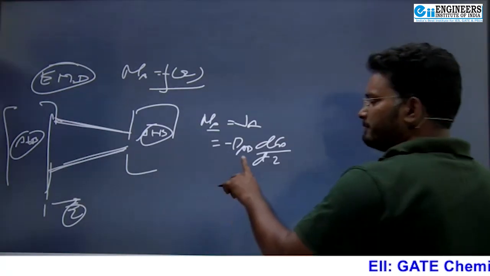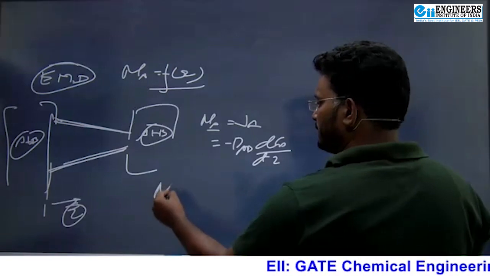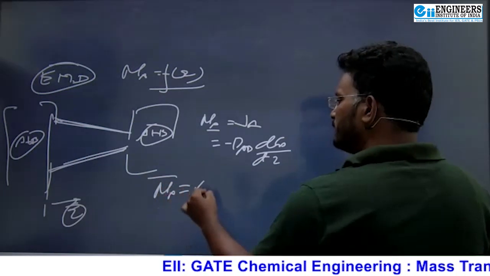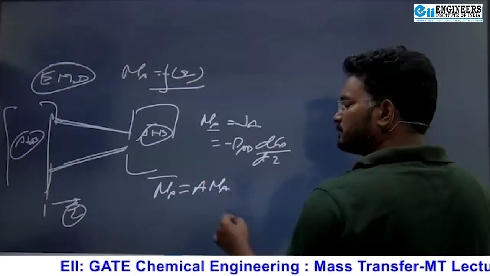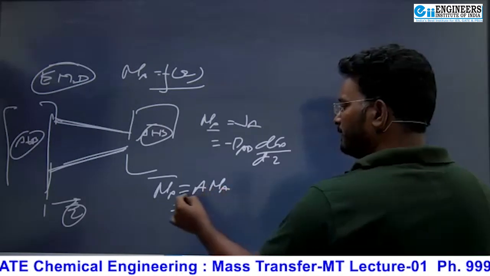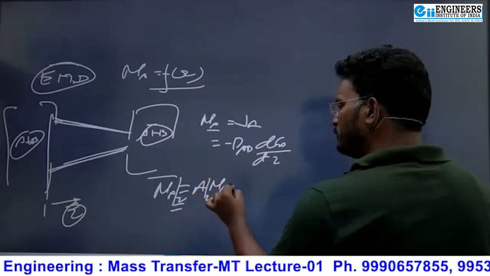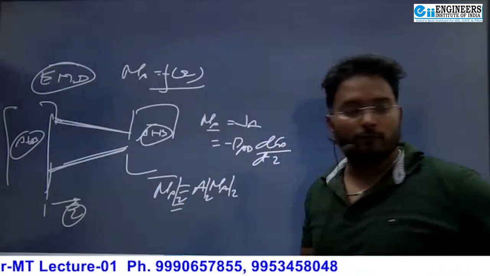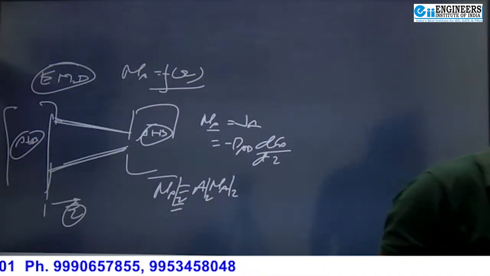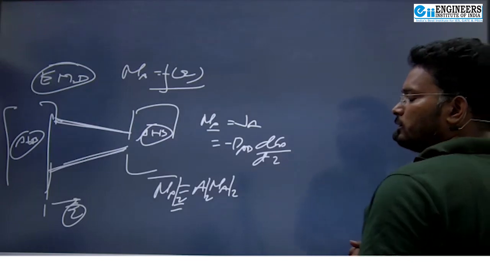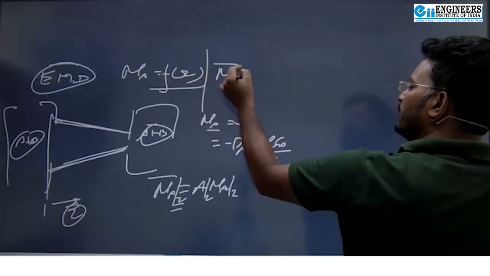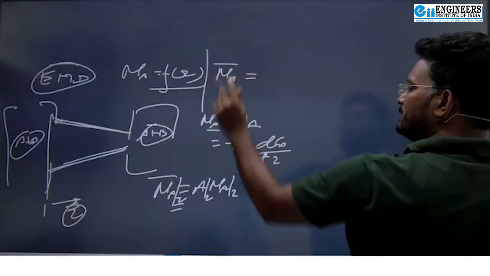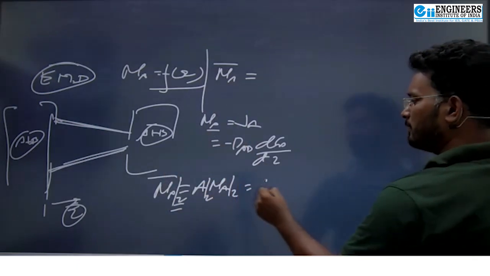So in this case, we should go for the rate of mass transfer. The rate of mass transfer, NA bar, is equal to area into flux, that is, area at Z into NA at Z. Whenever area is going to vary, the rate is always constant, meaning area into flux is constant. Yes or no? And NA bar is always constant.